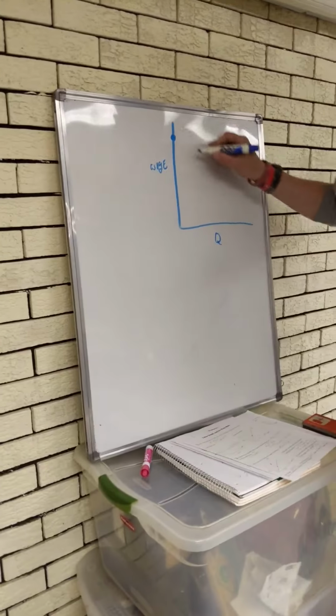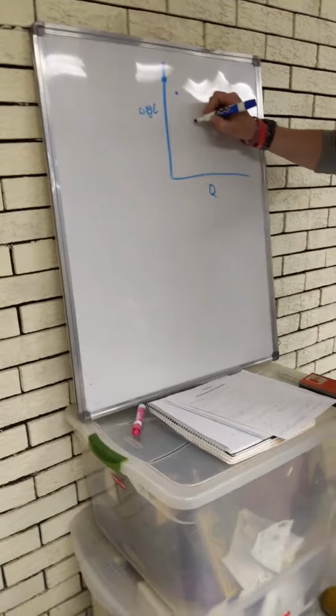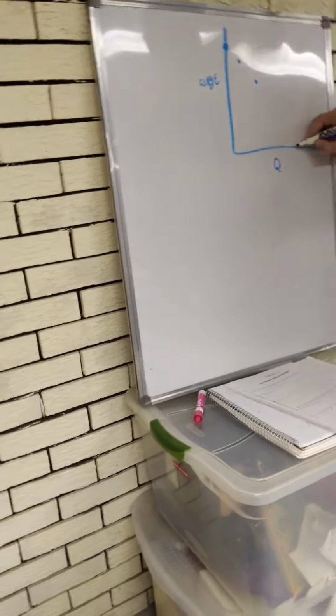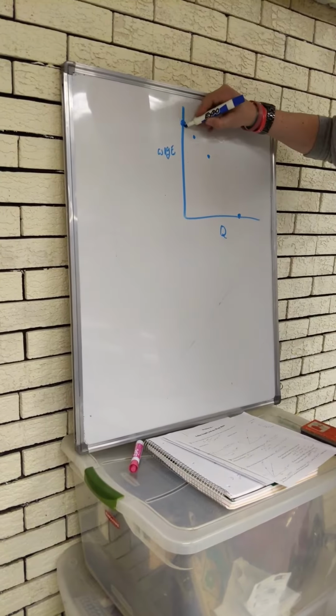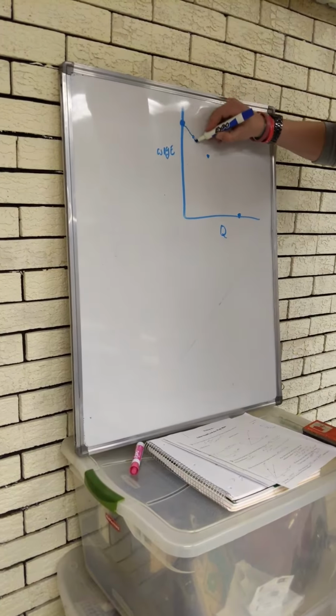If that labor costs me a little less, I'll demand a little more, a little less, a little more. If that labor costs me very little, I'll demand a whole lot. So therefore, that's my demand curve.